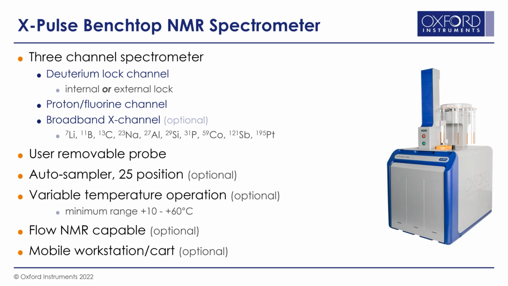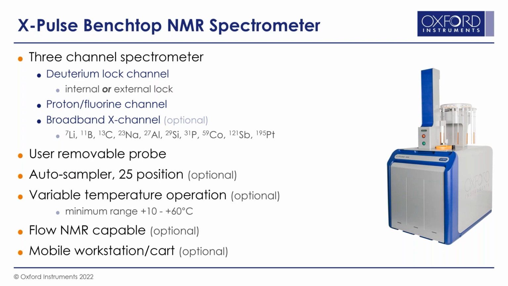The 3 channels cover different frequency ranges. The first is the deuterium lock channel, the second is the proton fluorine channel, and the third is the broadband X channel, capable of observing a wide range of nuclei, which are often referred to as X nuclei.